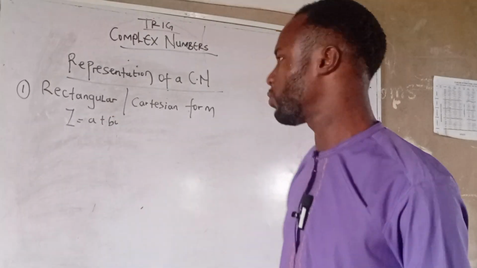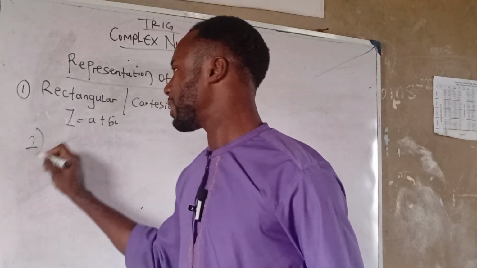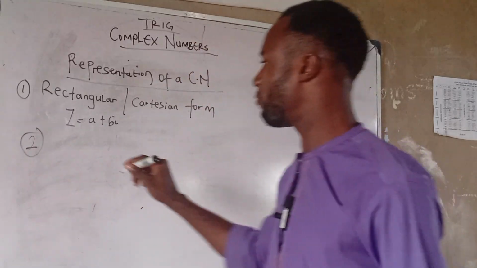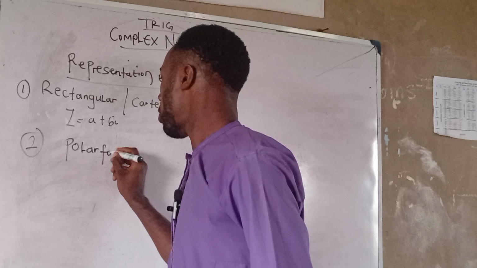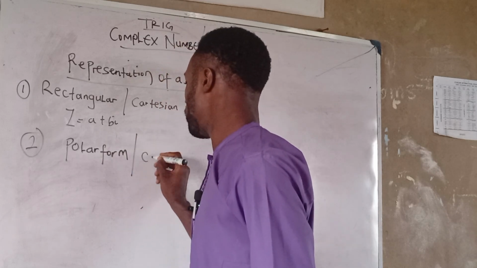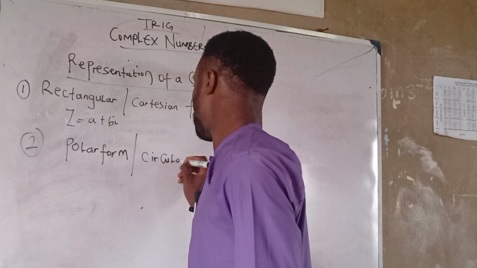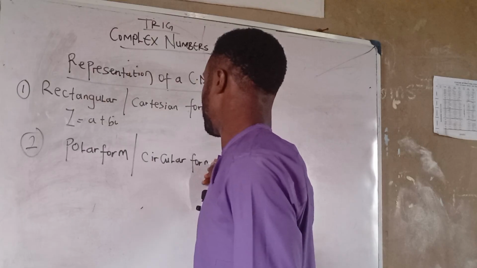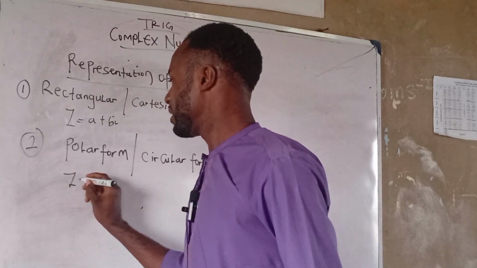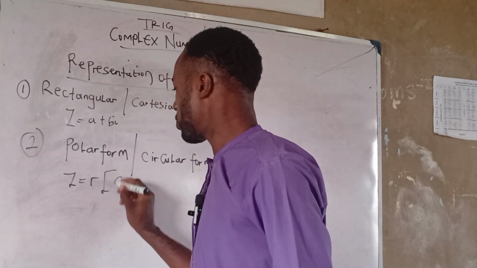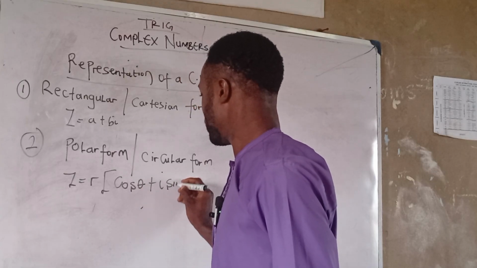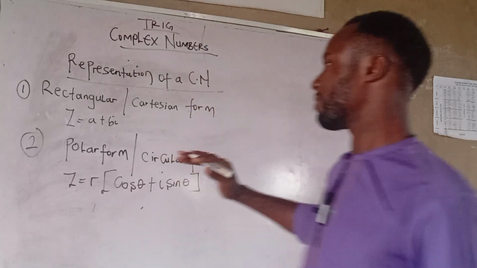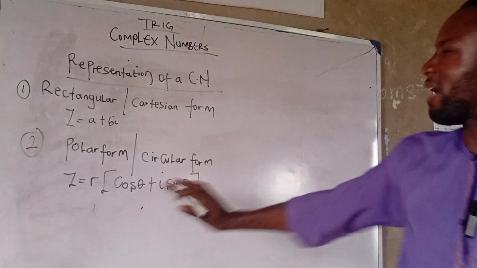Then two, we are going to be talking about a polar form. We call it polar form, or you call it circular form. The formula is Z is equal to R into cos theta plus operator I sin theta. This is polar slash circular form.